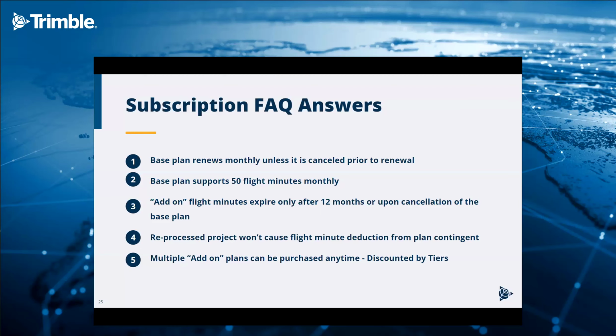Should that not be enough, you can always purchase extra flight minutes as an add-on package, and they are discounted by tiers, so discounted by the number of packages that you purchase. Add-on flight minutes expire only after 12 months or upon the cancellation of the base plan. And reprocess projects will not cause any flight minutes deduction from your plan contingent.